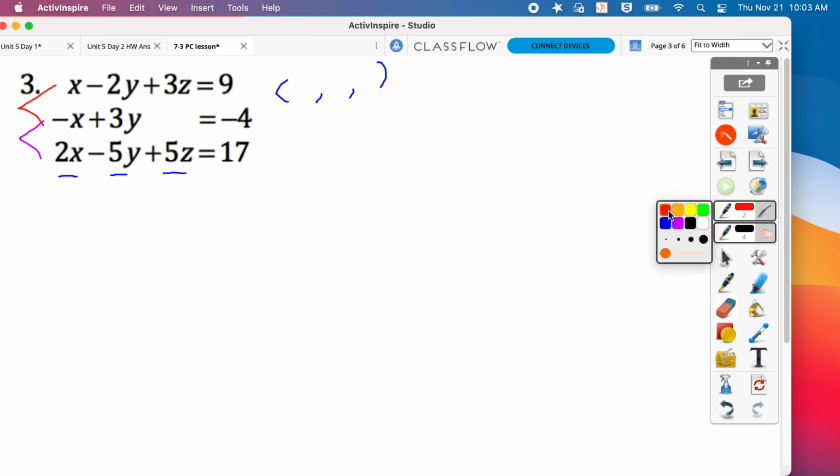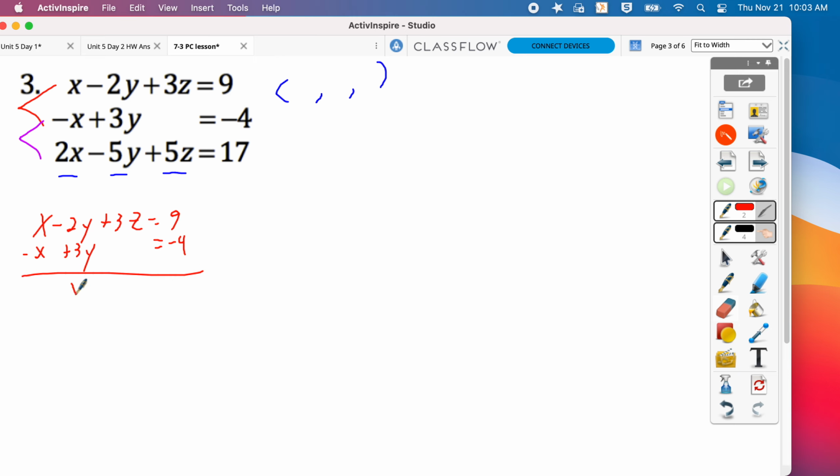So I'm going to take my first two equations. I'm going to eliminate and get a two-variable equation, y plus 3z equals 5. That's a good thing. All right, I got rid of my x's.